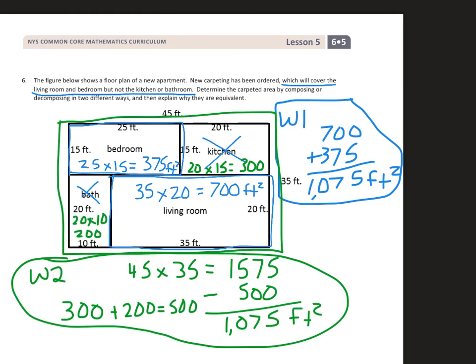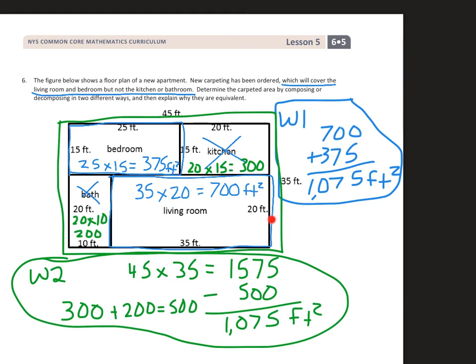And for the final question, we have to show this 2 different ways, and we know that we are only carpeting the bedroom and the living room, not the kitchen or bathroom. So way 1 is me combining the areas of the living room and the bedroom by doing 35 times 20 to get 700 feet squared and 25 times 15 to get 375 feet squared. Adding that together gives me 1,075 feet squared.